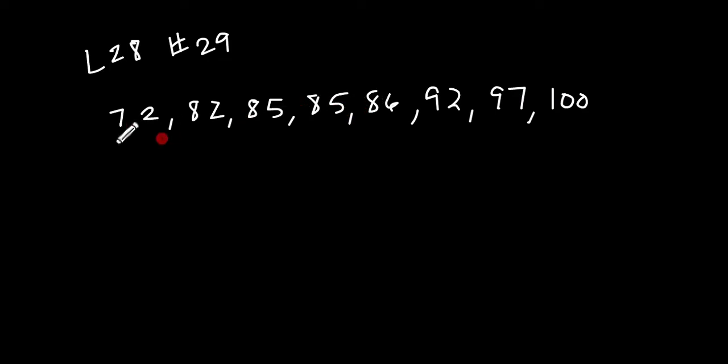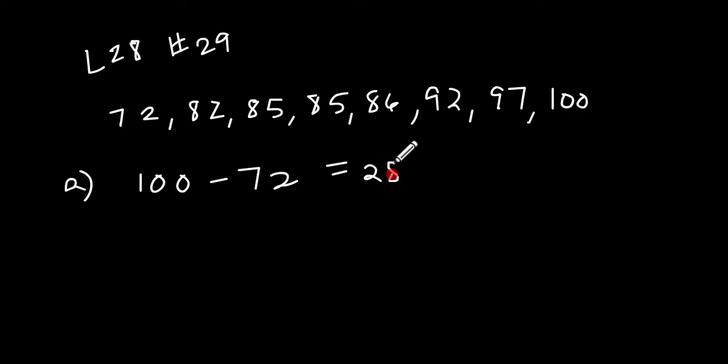The first one is find the range. The range is the difference between the biggest and the smallest. You're just going to subtract those, and that ends up being 28. The next question is the mode. That's the one that happens the most, and that would be 85.